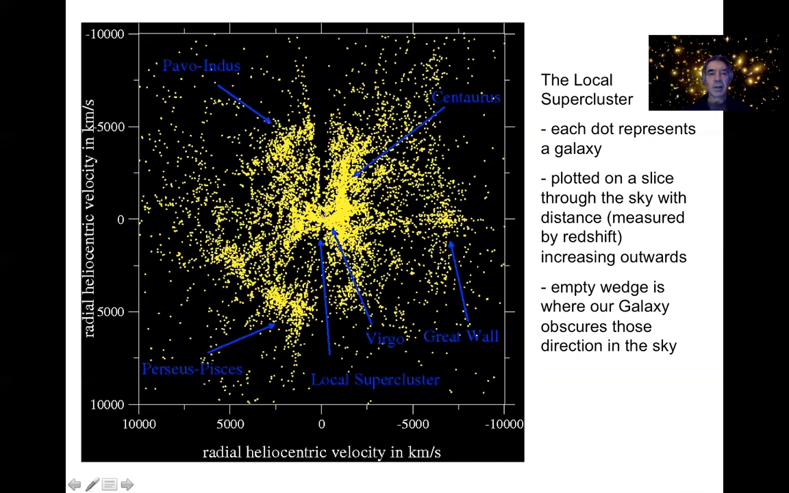Okay. But you can think of these as a two-dimensional representation of the distribution of galaxies around us, starting here and moving outwards. Okay. So that's one way to start to reveal the distribution of galaxies, and then groups, and then clusters and superclusters.